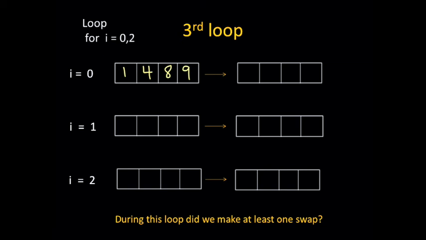Entering the third loop, the state of the list is 1, 4, 8, 9, and our current position is position 0. Is the value at our current position greater than the next? Nope, we don't swap. Our list is still 1, 4, 8, 9. Now our current position is position 1. Is the value at the current position greater than the next? Nope, 4 is less than 8. We don't swap. The list remains in the same state.